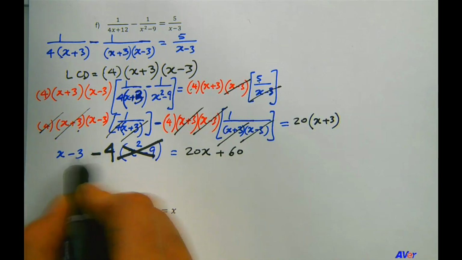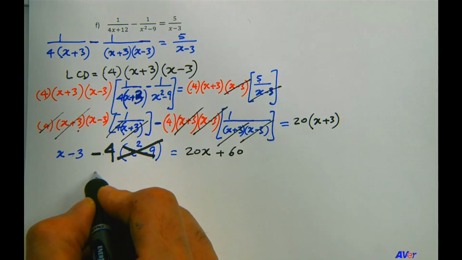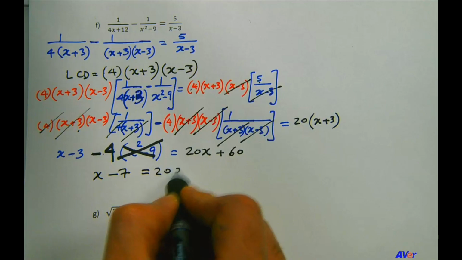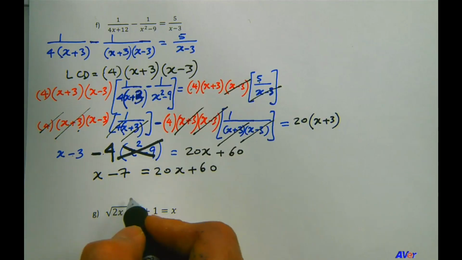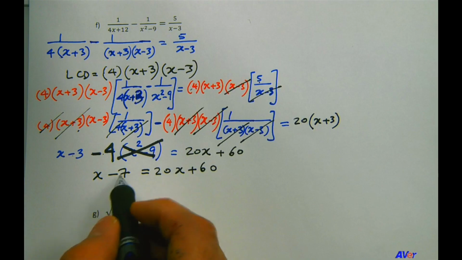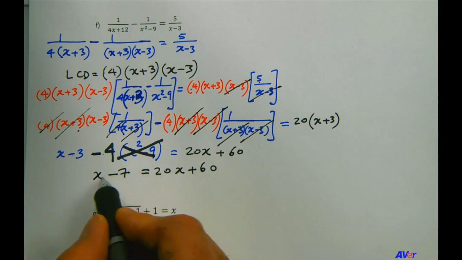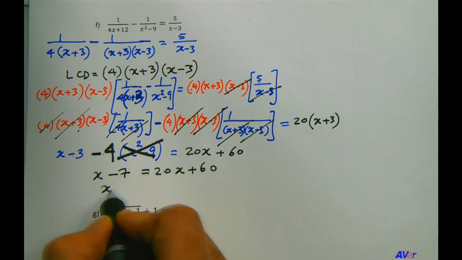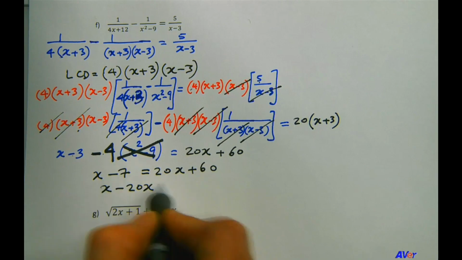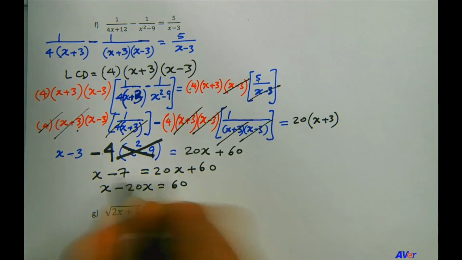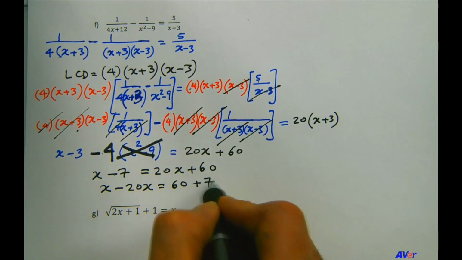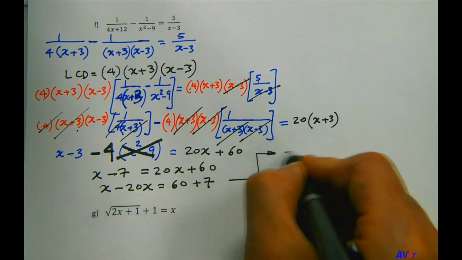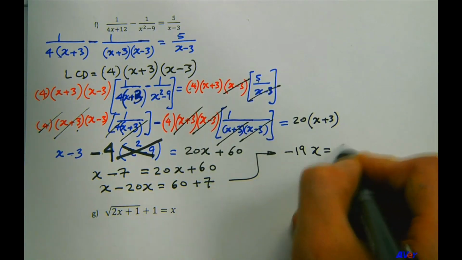Okay? So what do we have on this side? Let's add minus 3 and minus 4. We've got x minus 7. On the other side, we have 20x plus 60. So now let's move all the x terms to one side and all the constants to the other side. So x minus 20x and then 60 minus 7, move it to the other side, it becomes positive 7. So what do we end up with? We end up with minus 19x equals 67.